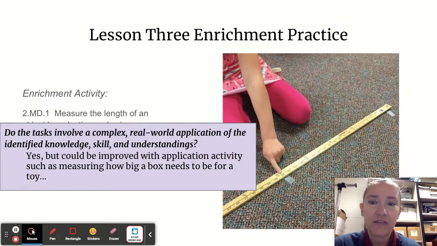For the enrichment activity, this was actually based on a second grade math standard where we used a standard measuring tool, and I felt like this really brought everything together. I felt that it really involved a real world application of their skill and their understanding. The kids had a great discussion on how much easier it was to know how long something was because everybody used the same measuring tool. I think this could be better next year, though, even if maybe we had another lesson after this, a problem solving activity. Maybe if they had a toy and they knew they needed to find a box the toy would fit into, and then they could measure how long the box needed to be.